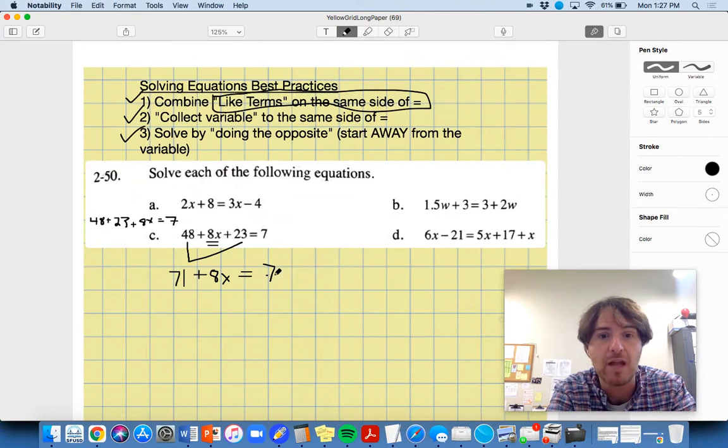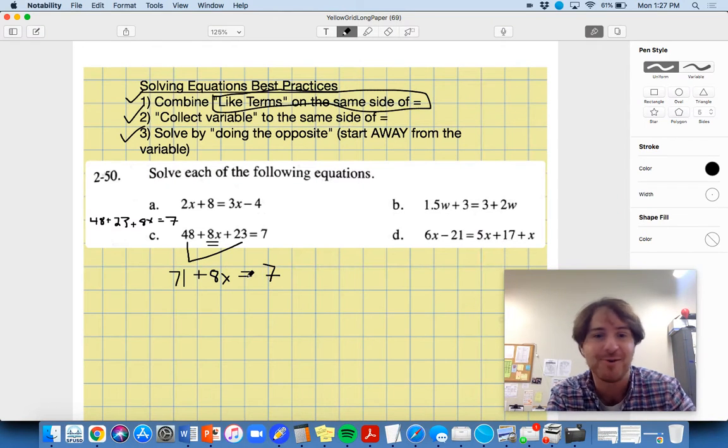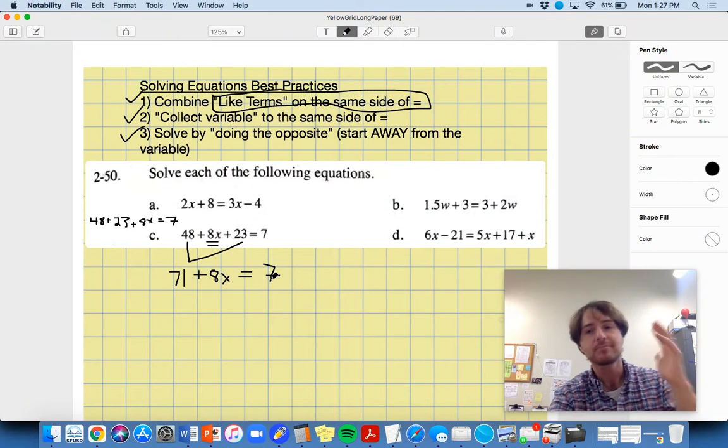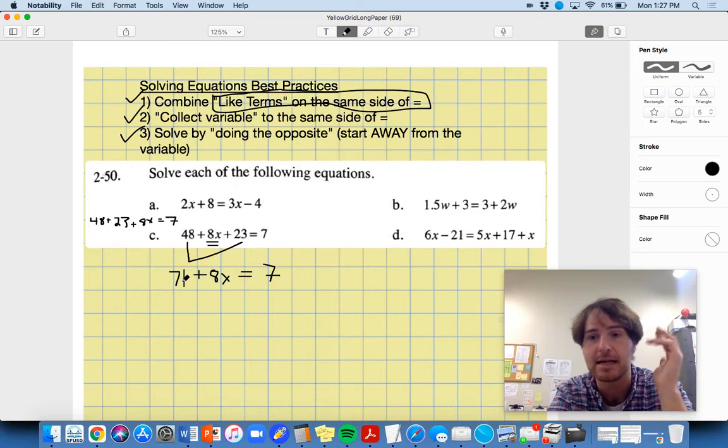That's equal to 7. Now I got 71 plus 8x. That's what's going to bring me up to 7. Okay, so I already know that x has got to be negative here, right? Because if I'm adding 71 to this, that gets me to a positive 7. That's not very big. It's going to be negative, okay? So the idea of this is going to be negative.